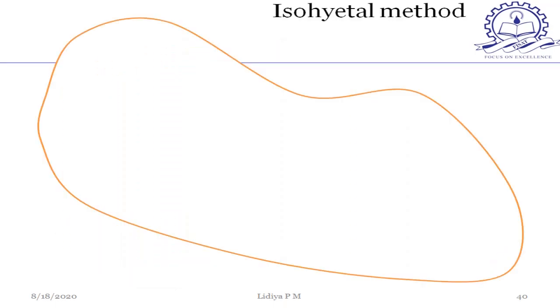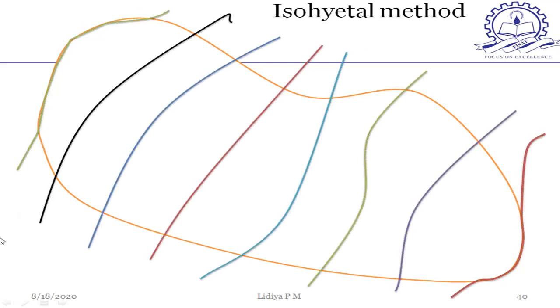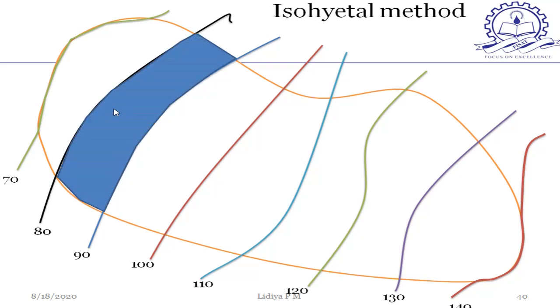Next method is the isohyetal method. This is the most accurate method. Before going to that method, first we will discuss what an isohyet is. An isohyet represents the line joining the points of equal rainfall, or we can call it contours of equal rainfall. So this represents the isohyets. These values, 70, 80, represent the rainfall: 70 mm rainfall, 80 mm rainfall. Then this is the area between two isohyets. Say A1, A2, etc. up to A7 represent the areas between the isohyets.